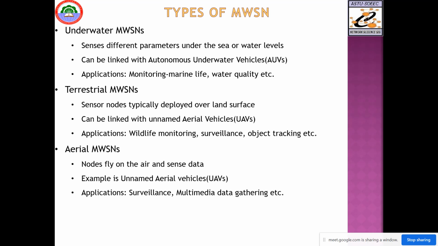So when we come to the second one, terrestrial mobile wireless sensor networks, which can be deployed on the land surface. When these nodes are deployed on the land surface, we can simply call them robotic devices. These robotic devices move from one location to another location to collect the data or to transfer the data, depending on the role of that particular node.